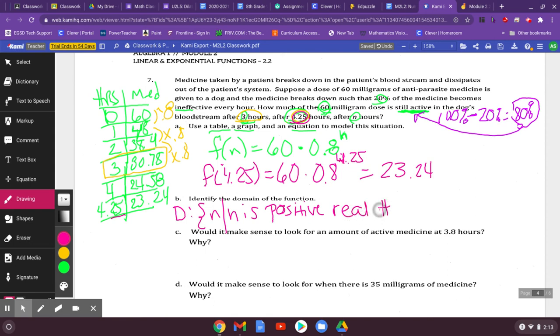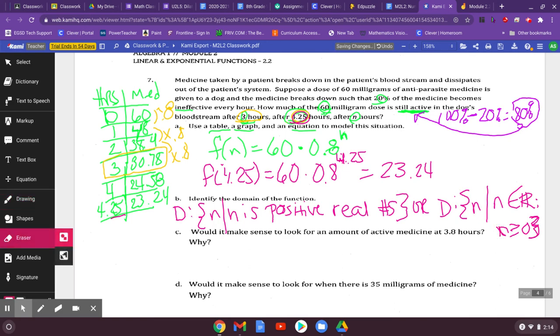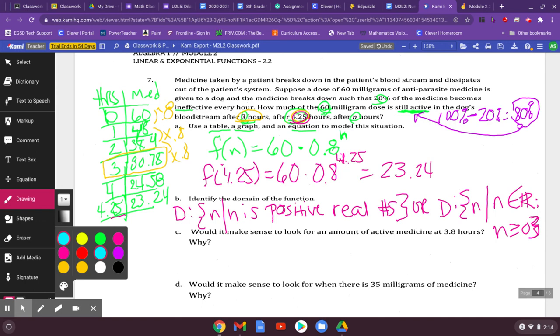Real numbers, which also can be written in is real numbers, and then n is greater than or equal to 0. Sorry, that's so sloppy. There we go. So that's the notation as well as the other. All right, let's answer these questions here.